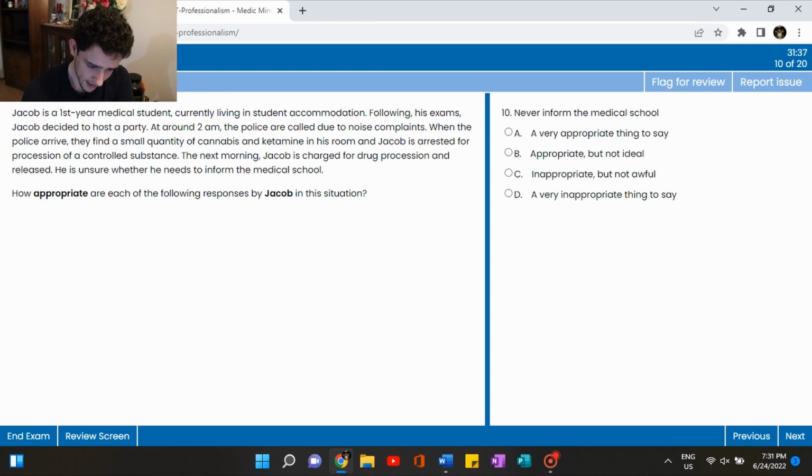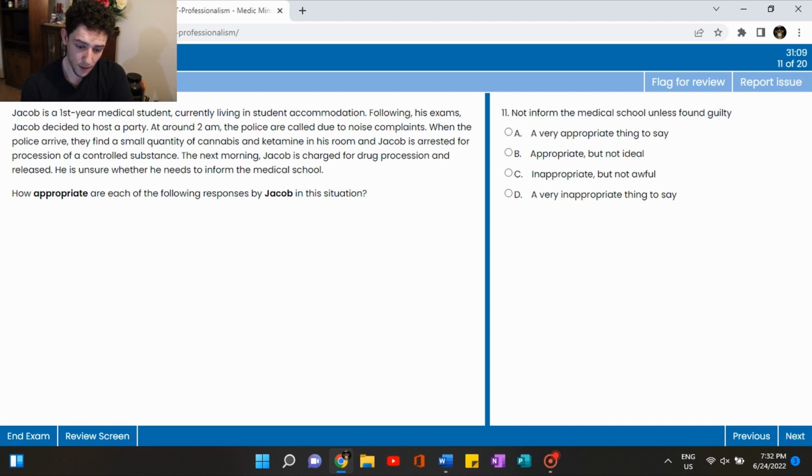Statement 10, never inform the medical school of this drug charge. Automatically, this is a very inappropriate thing to say. The guidelines state that if something like this happens, it's a very important consideration to immediately inform the medical school, with the key word being immediately. So we're going to go with very inappropriate for this question.